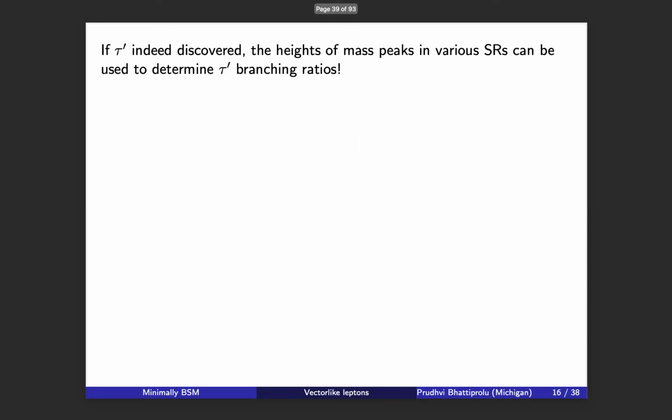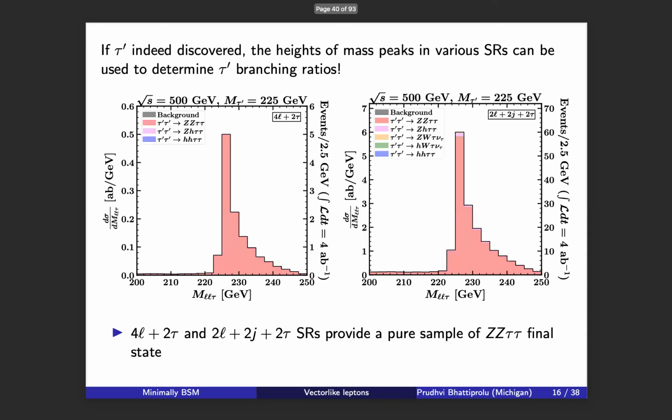So if the tau prime is discovered, then we can actually use the heights of these peaks in different signal regions to assess the branching fractions of these tau primes. So for example, this is the signal contribution breakdown in 4 lepton 2 tau and 2 lepton 2-jet 2 tau. And we can see that it's almost a pure sample of ZZ tau tau final state.